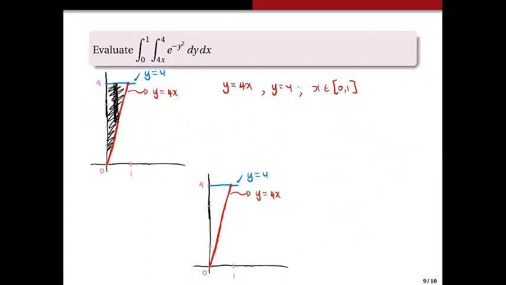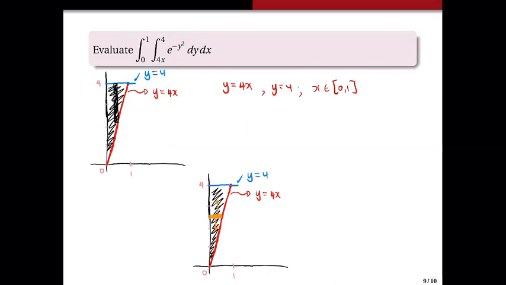If we change the order of integration, it means we integrate with respect to x first. It means we now need a horizontal strip. So we still have this region here. This is our domain. But this time, our strip starts with x and is horizontal. And this horizontal strip will move upwards from 0 until 4.